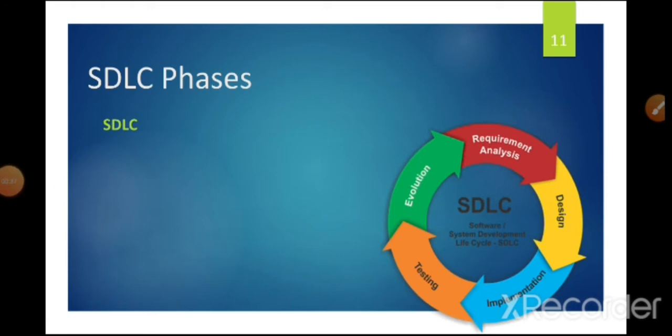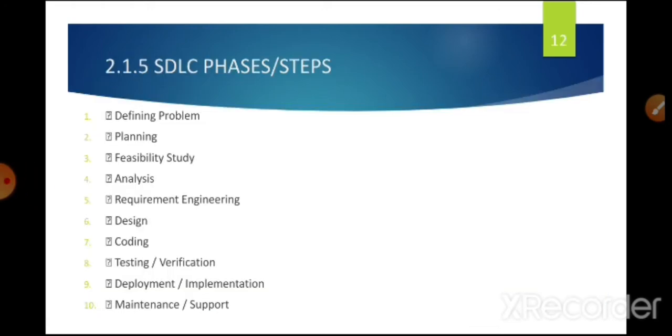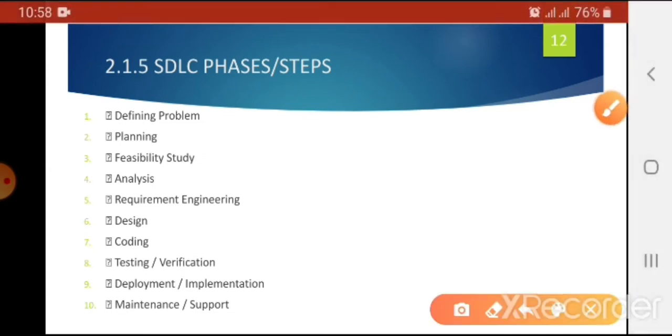Okay, now let's revise the phases of SDLC. We have discussed that there are about 10 phases of SDLC. We start from defining the problem. After defining, we move towards the planning. After the planning phase, we conduct a feasibility study. After the feasibility study, the analysis is performed.